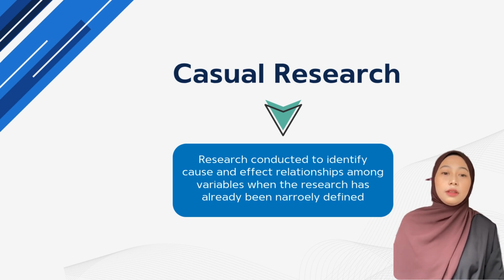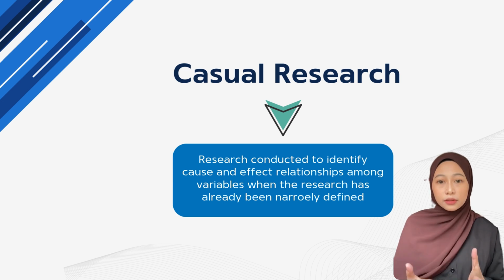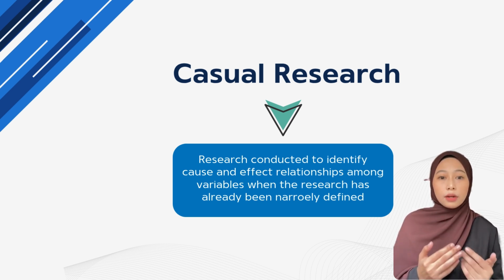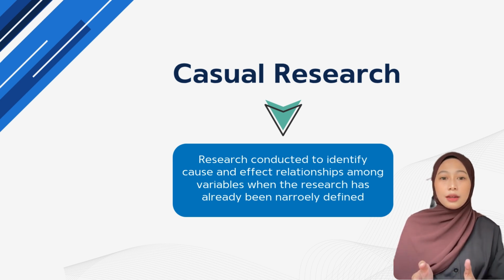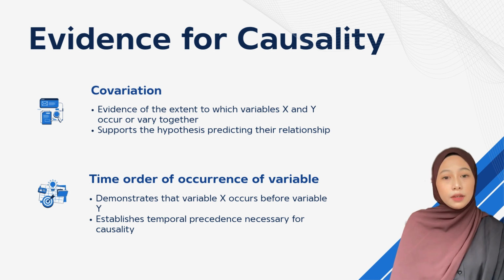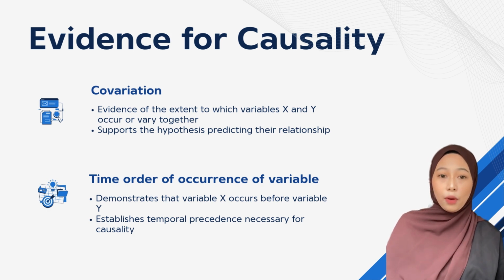So first is definition. Causal research, also known as explanatory research, is a type of research design used to determine whether one or more variables cause or directly affect one or more outcome variables. It goes beyond merely describing phenomena or exploring correlation. It seeks to establish a clear cause and effect relationship. Evidence for causality to confidently say that one variable X causes a change in another variable Y.